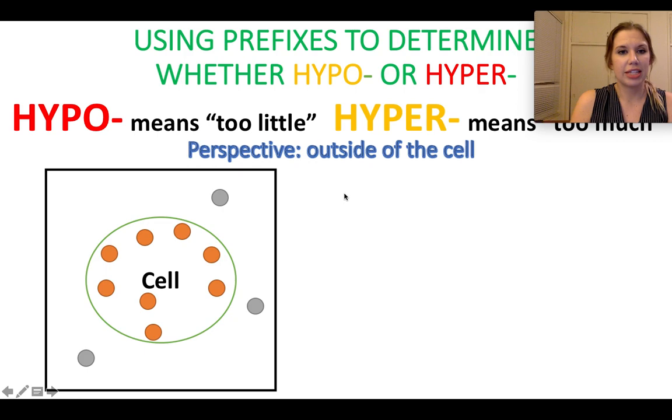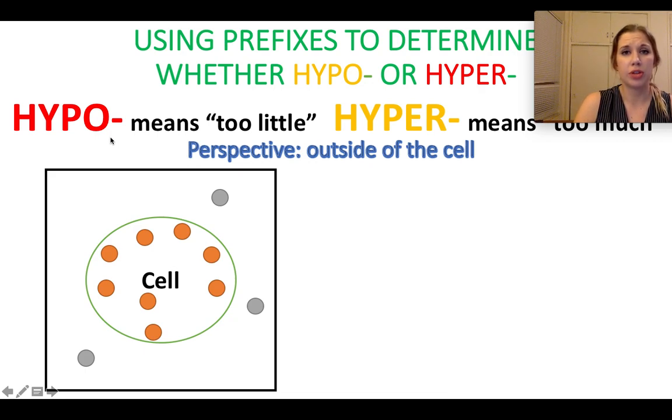All right, so let's say we have a bunch of these solutes inside the cell, and we only have a few, so we have less solute outside the cell. So let's bring this back. We're talking about this from the perspective of outside of the cell. So outside of the cell, there are less solutes, or there's too little. There's a lower concentration of solute. So we would say that this solution is hypotonic. All right, since there's too little solute on the outside, it is a hypotonic solution.